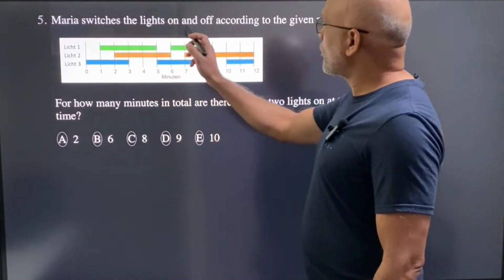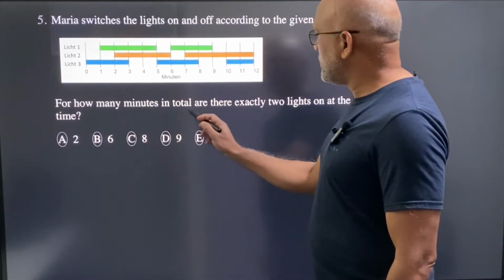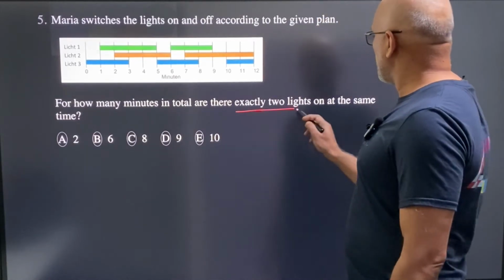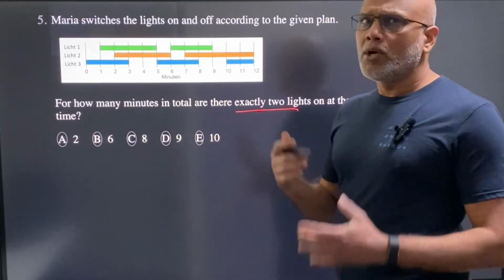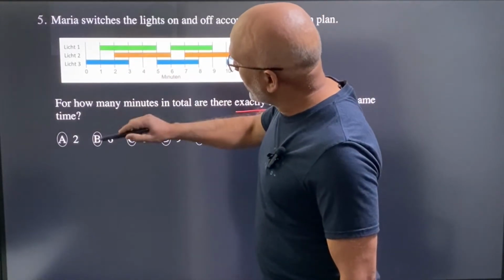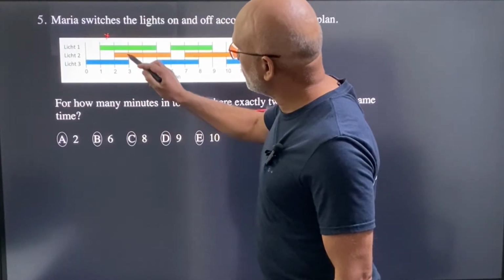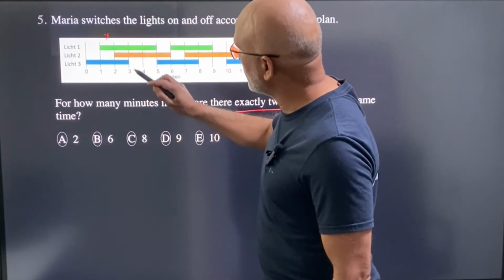Maria switches the lights on and off according to the given plan like this. For how many minutes in total are there exactly 2 lights on at the same time? Alright, so we can simply count the interval. So in this interval there is only 1 light, so that is not going to work. Here 1 and 2. Okay, so this is going to work. Here 1, 2 and 3, that is not going to work.